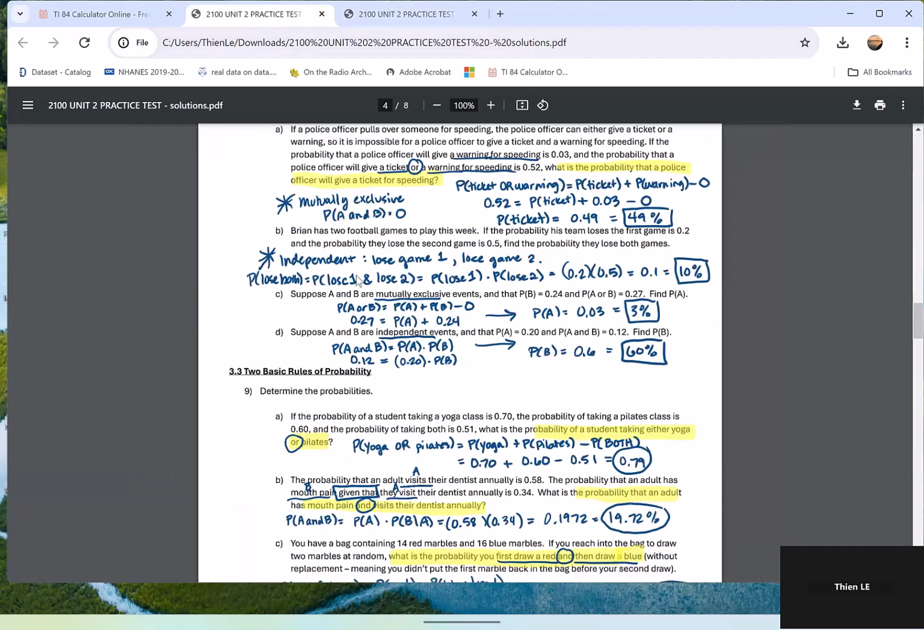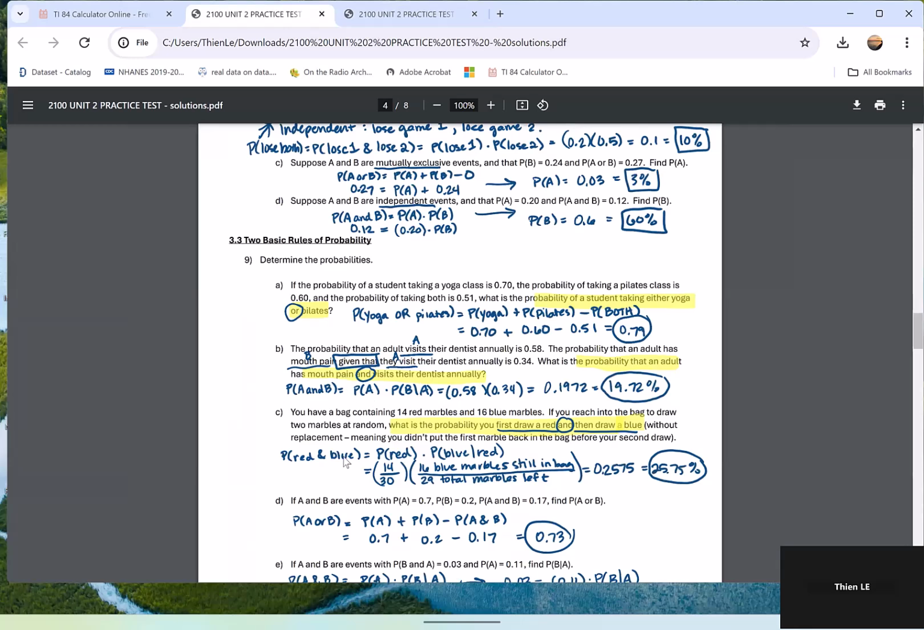So here A and B will be has mouth pain and visits the dentist annually. We get P(A and B) equal to P(A) times P(B given A). P(A) is the event they visit the dentist annually. And P(B given A) here is just the event they get mouth pain given they visit. So you just plug in and that gives you the result you want here.